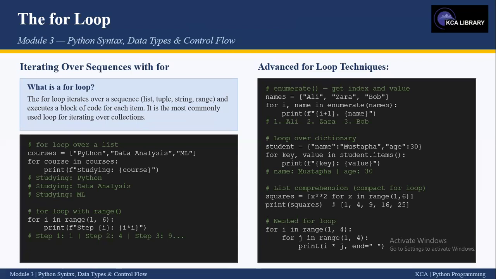Loops, for and while. The for loop. Loops allow you to repeat a block of code multiple times. A for loop is typically used when you want to iterate over a sequence, like a list of names. A while loop continues to run as long as certain conditions remain true. Mastering loops is essential for automating repetitive tasks and processing large amounts of data efficiently.